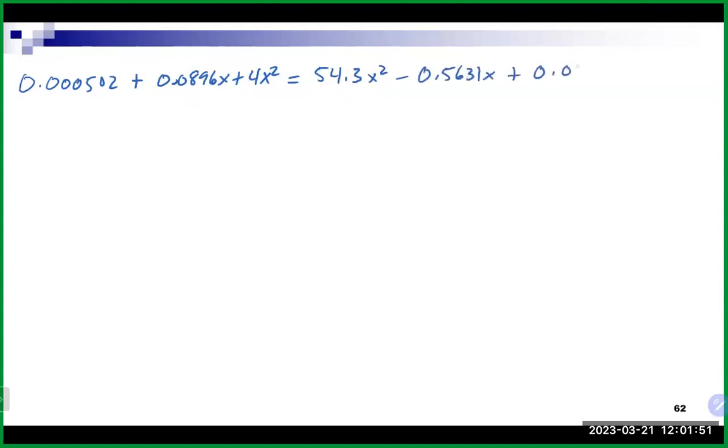On the left-hand side, it hasn't changed, so we still have the top on the left, 0.00502 plus 0.0896x plus 4x squared. Now taking the bottom there and multiplying it to the other side gets us 54.3x squared minus 0.5631x plus 0.001401. At this point, I'm going to bring everybody on the left-hand side to the right.